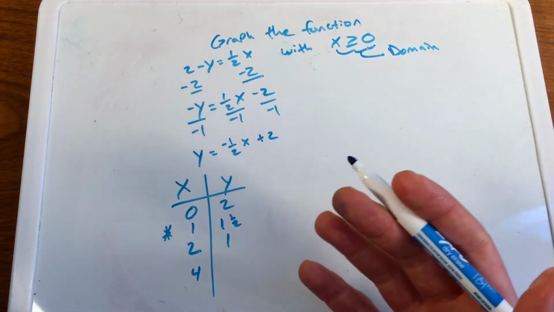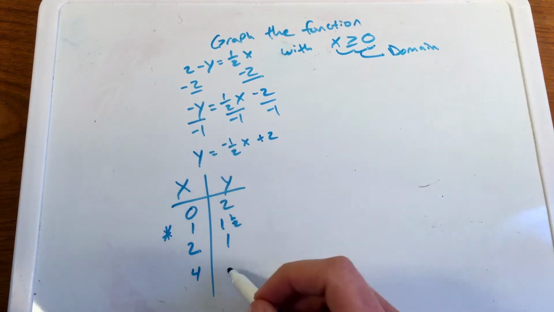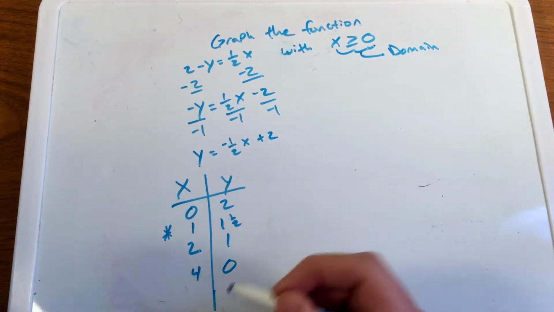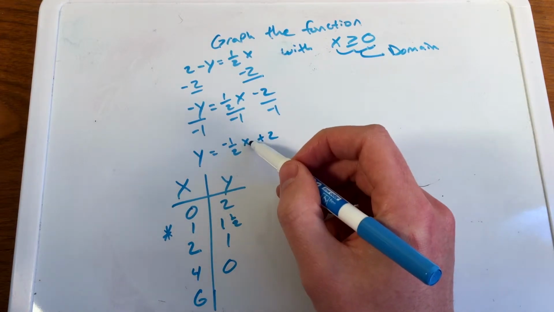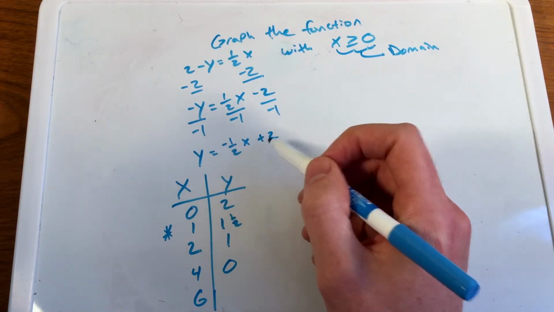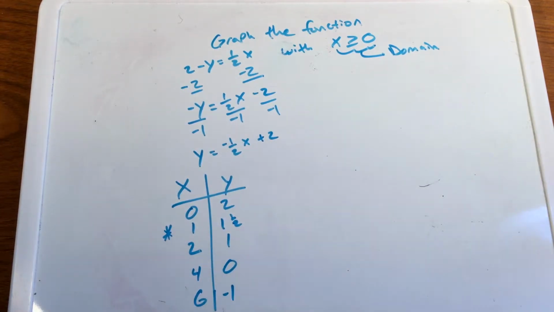So I'm going to put another x value. Let's put 4 in for x. -1/2 times 4 comes out to be -2 plus 2 is 0. Okay. And let's do one more. We have 6. So -1/2 times 6 comes out to be -3 plus 2 is -1.